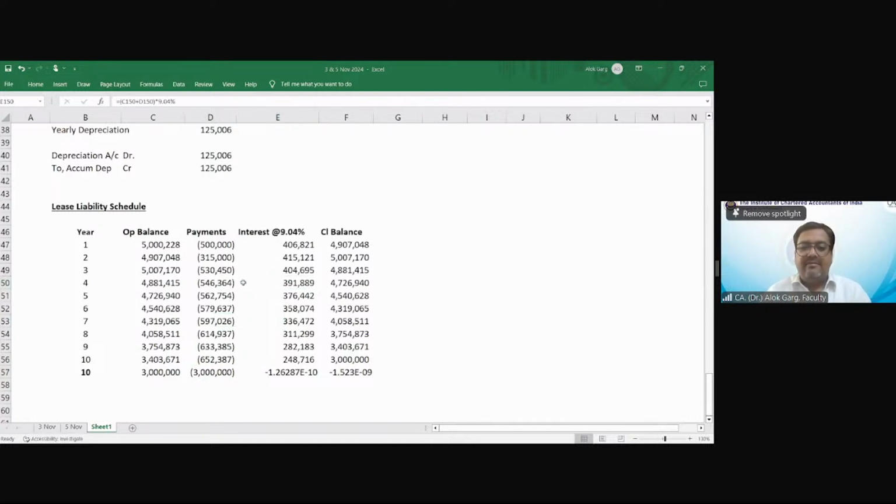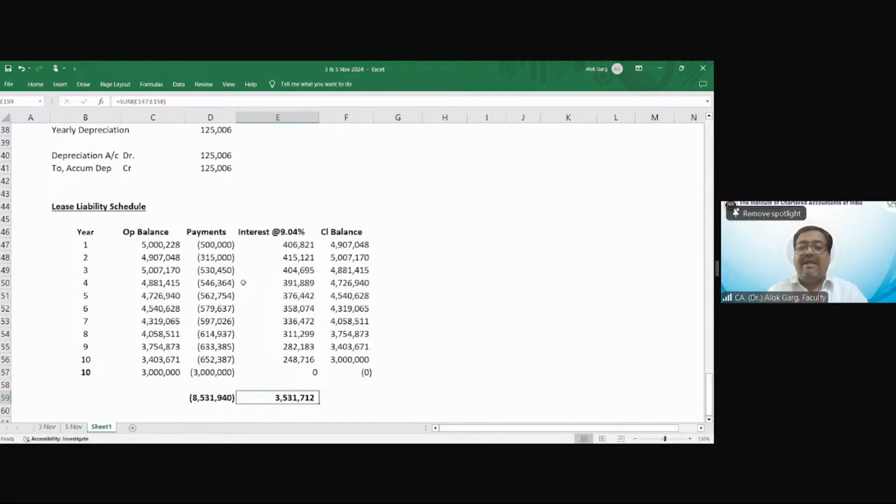Is that clear? So what is the total lease payment you will make? You will make a total lease payment of 85 lakh, right? Interest is 0. Your closing balance will also become 0. 85 lakh. What is your total interest? 35 lakh 31,712, right?